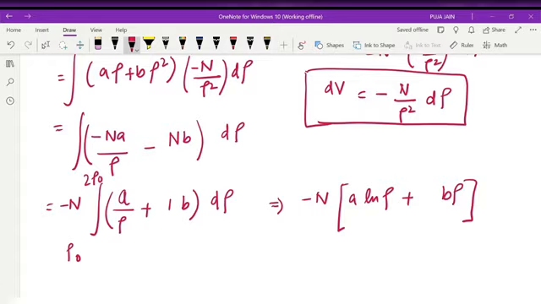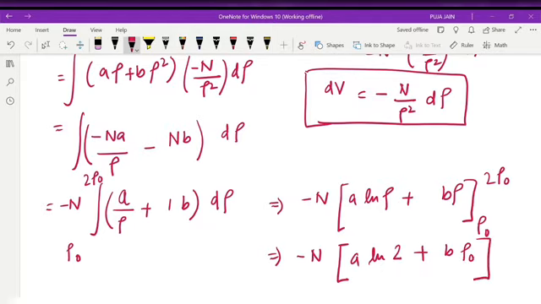Now integration limit is from rho 0 to 2 rho 0. So minus N times A ln of 2 rho 0 by rho 0, that is A ln 2, plus B times 2 rho 0 minus rho 0, that is rho 0. So we are getting minus N times A ln 2 plus rho 0 B. We got up to this.